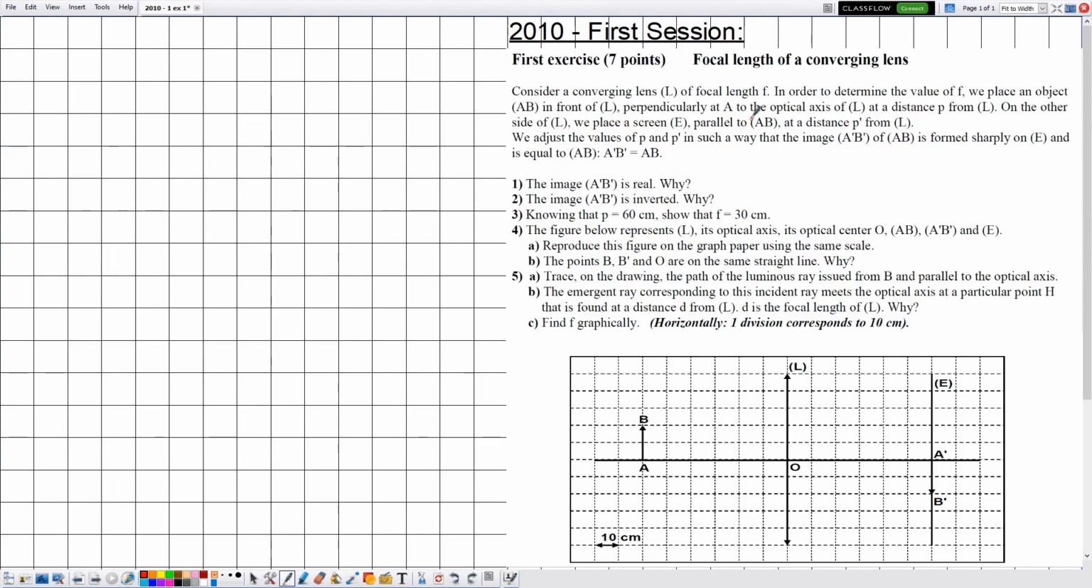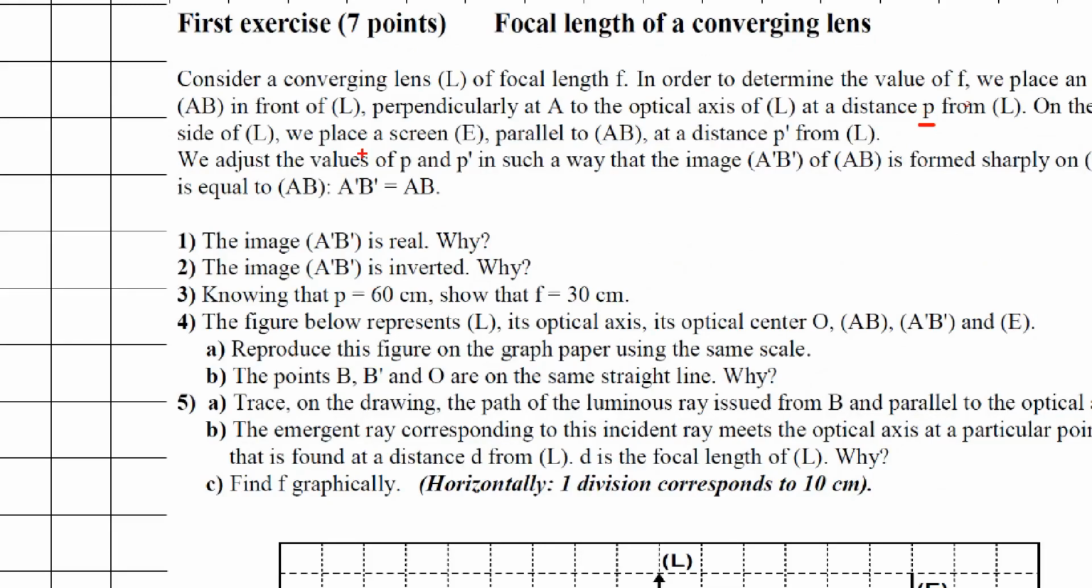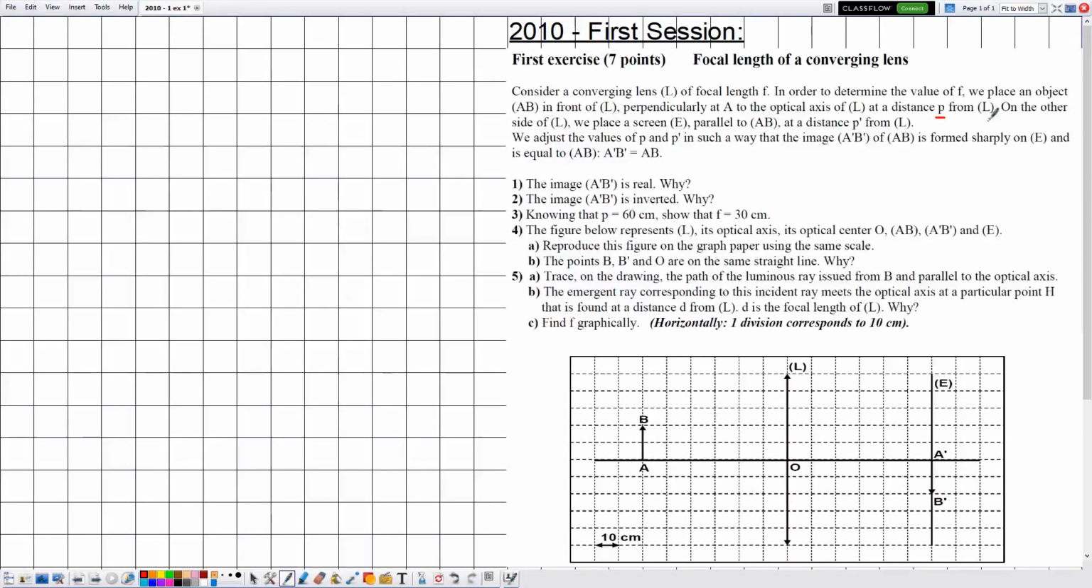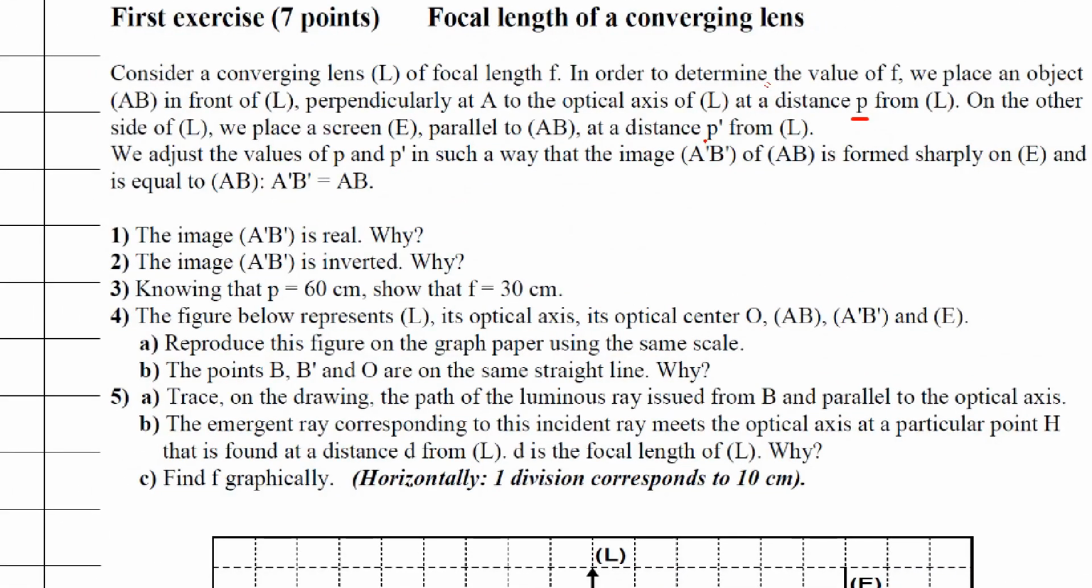Consider a converging lens L of focal length f. In order to determine the value of f, we place an object AB in front of L perpendicularly at A to the optical axis of L at a distance p from L. So here P represents the distance between the object AB and the lens L, which is the distance object lens. On the other side of L, we place a screen E parallel to AB at a distance P prime from L. And P prime represents the distance between the lens and the screen.